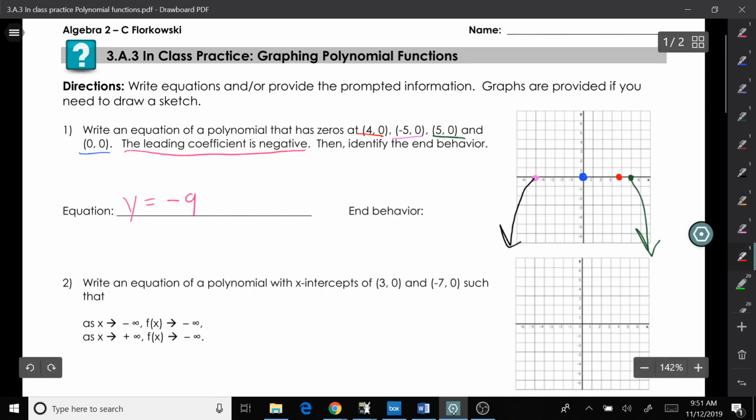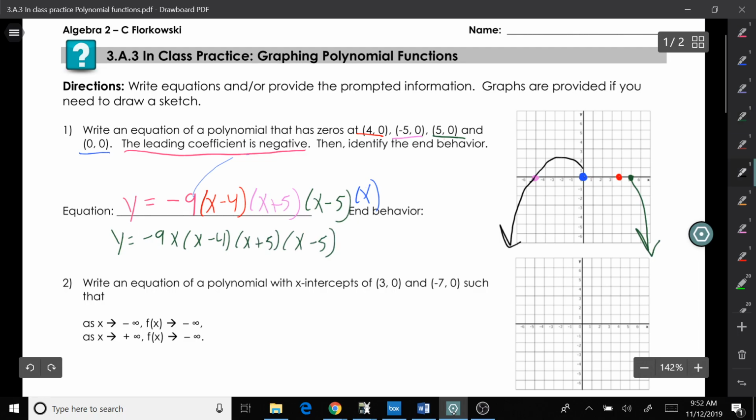Over here, when we write the equation, we write x minus 4, x plus 5, x minus 5, and then for this blue 0 is just x. A lot of times when we write the functions, we'll put this x in the front, because there's no plus or minus inside this parenthesis. So another way to write this equation in the way that you would most likely see it given to you would be y equals negative 9x times (x minus 4)(x plus 5)(x minus 5).